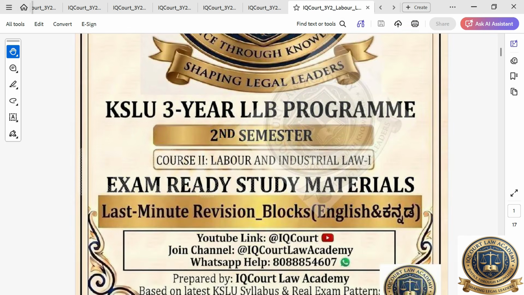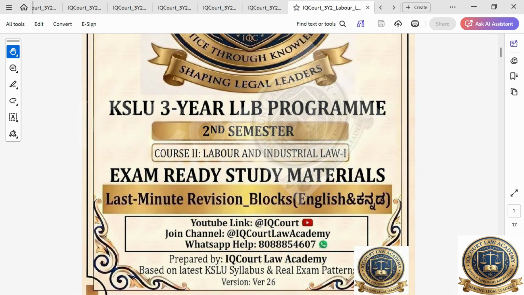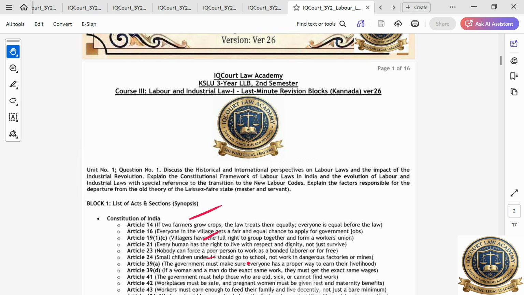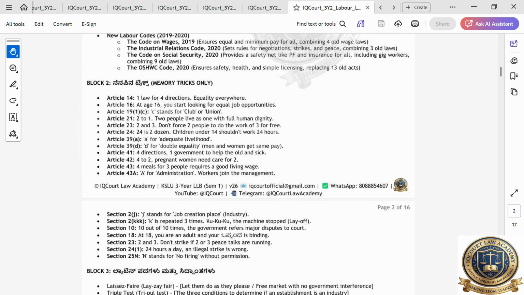I would like to reveal the important model of IQCourt Law Academy, that is the unique model. You will never get this kind of unique model in other study materials, only from IQCourt. I am going to reveal it. This is a block model, a last minute revision block model. In this, we display the question along with the articles that you need to write for the exam. So we are providing the tricks to remember them.